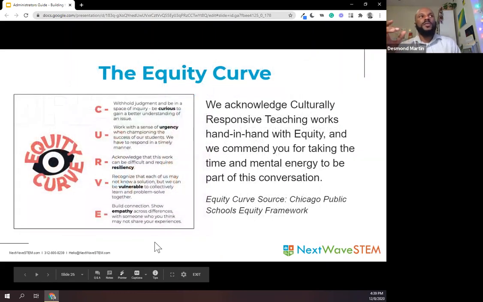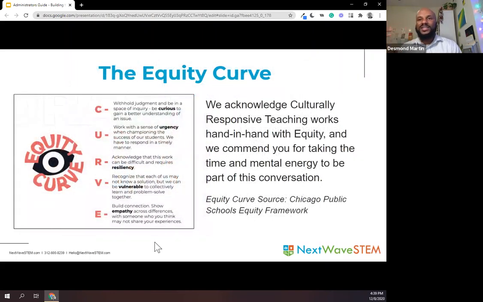So at NextWaveSTEM, what we think about is really integrating something that we have learned from our longest standing partner, Chicago Public Schools, which is called the equity curve. And what it says is that from a real world pedagogical standpoint, we have to do 5 things, and we have to do them constantly, we have to do them critically, and we have to do them well.